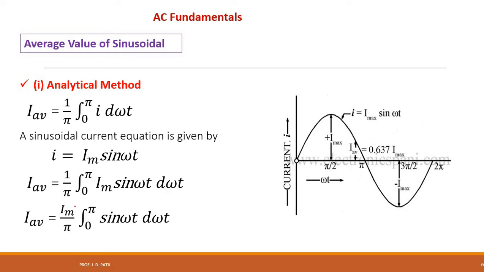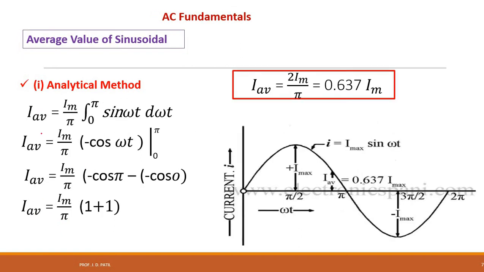Then Im we take outside. So in the integration it will be 0 to pi sin omega t d omega t, and divided by pi as it is. The integration of sin omega t is minus cos omega t, and integrating over 0 to pi time instant, over a half cycle, it will be minus cos of pi minus cos of 0. So it will be 1 plus 1, that is 2. So 2 is multiplied over here, and we get 2 Im by pi. The average value is 2 Im by pi.